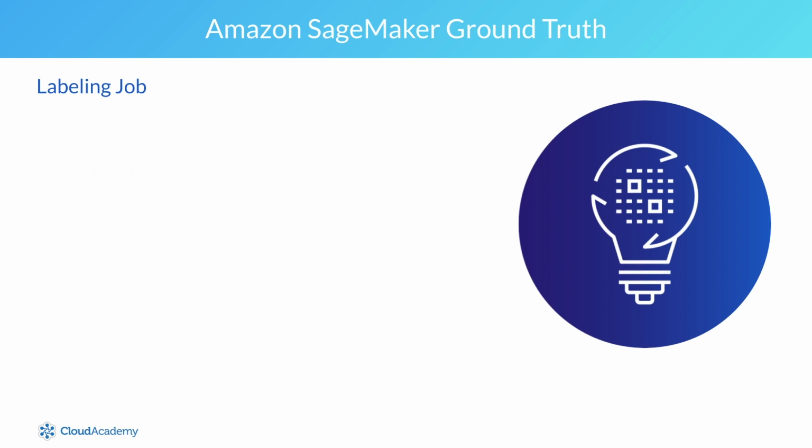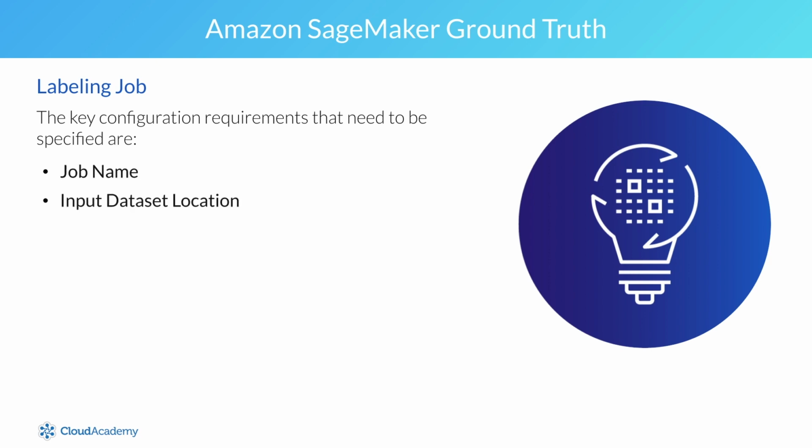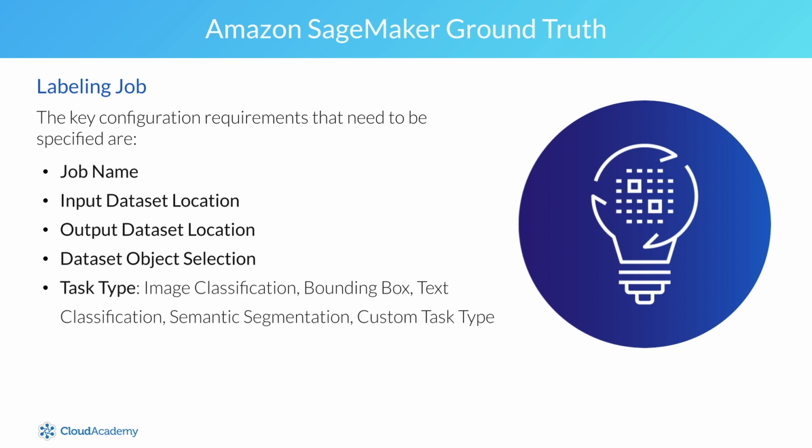A labeling job represents the actual labeling exercise that you need to be performed. The key configuration requirements that need to be specified are job name, input dataset location, and this is the S3 bucket location of the manifest file, output dataset location, an S3 bucket location to receive the labeling data, the dataset object selection, and this allows you to either label the entire dataset, a random sample, or a filtered selection of the data, the task type, and you select a task type from a list of task types including image classification, bounding box, text classification, semantic segmentation, or use your own custom task type.